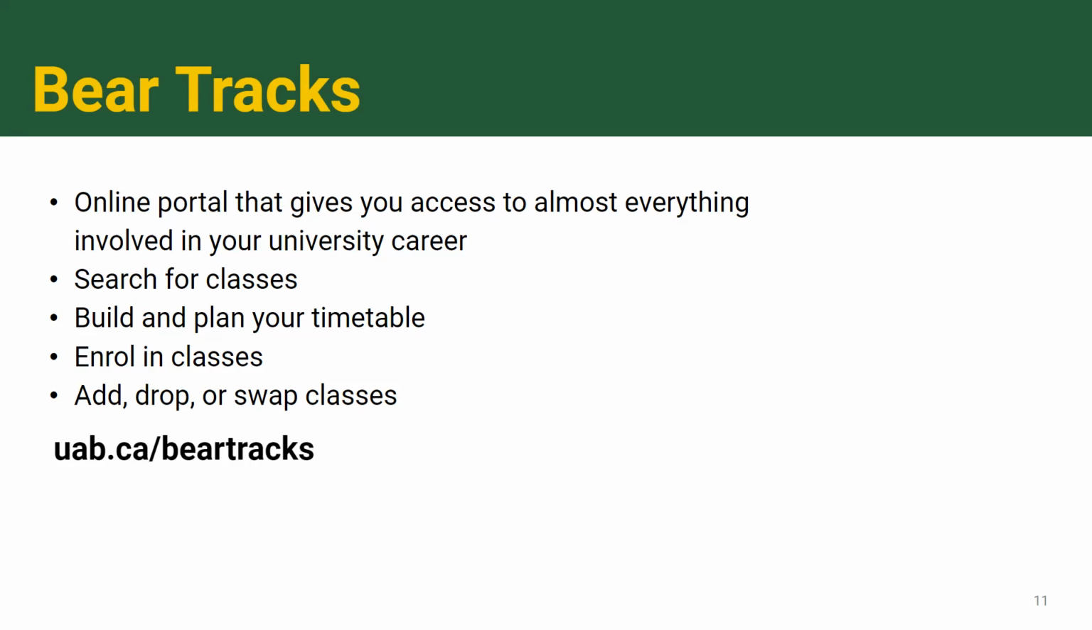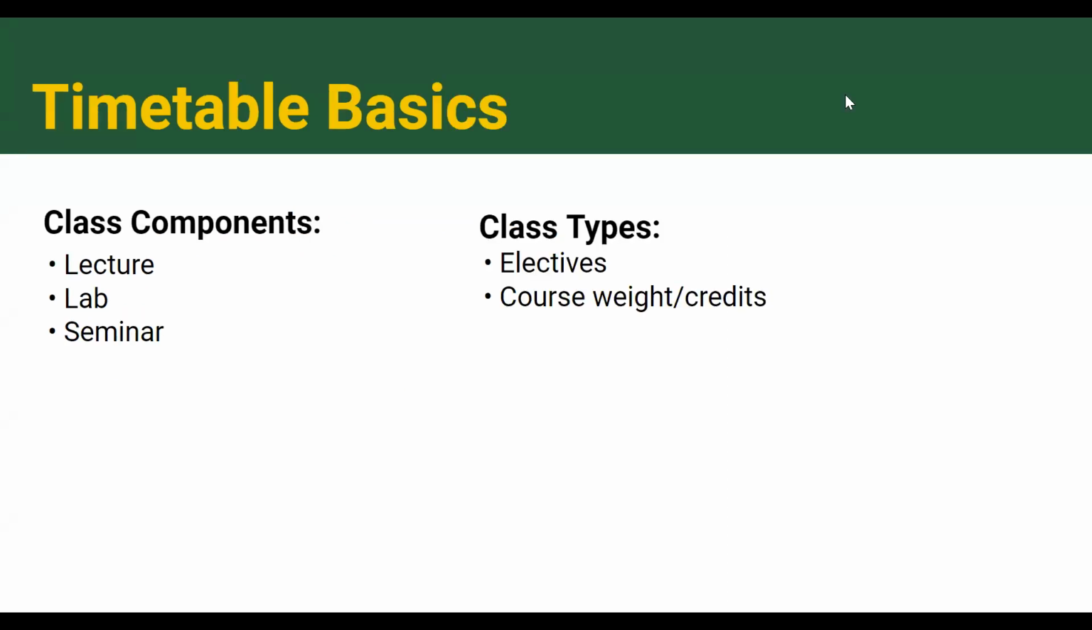You can get access to BearTracks by using your CCID and password and by visiting uab.ca/BearTracks. Before we begin with the registration demo, let's briefly go over some timetabling basics.